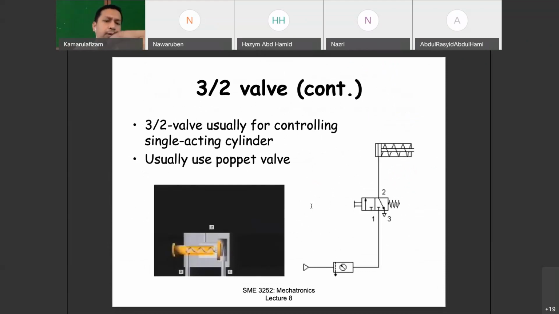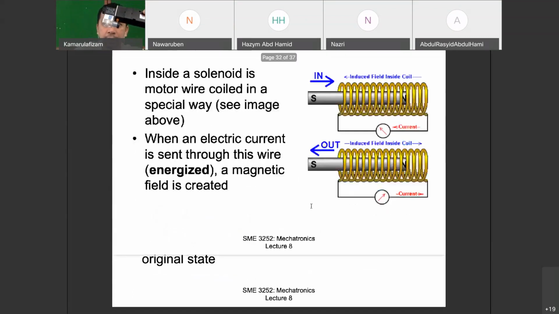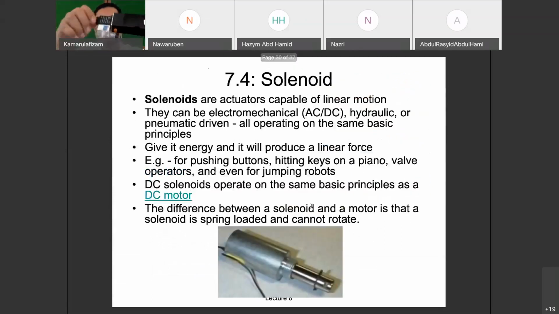No, this is 5-2. This is 3-2. Yeah. Okay, I have basically an electropneumatic valve. This is the solenoid. Yes, this is the solenoid. On this side, actually you can remove the solenoid.